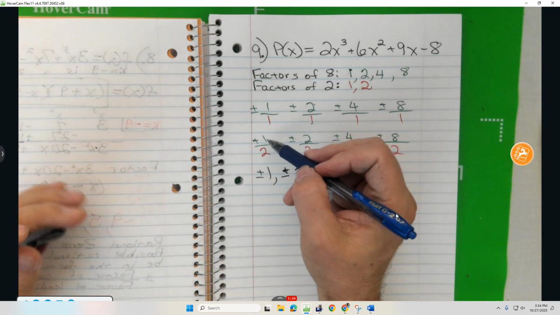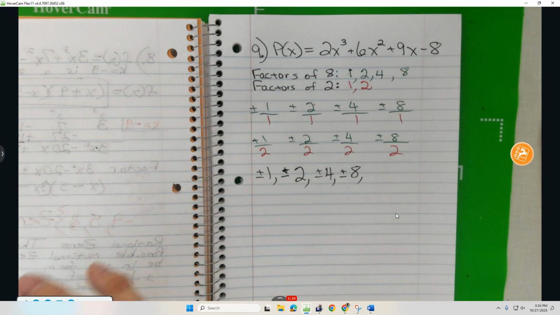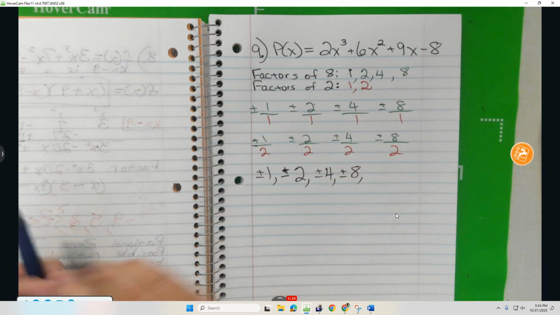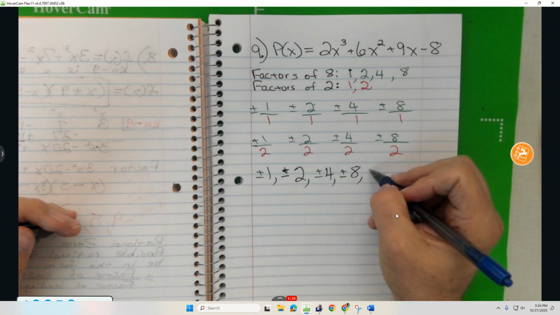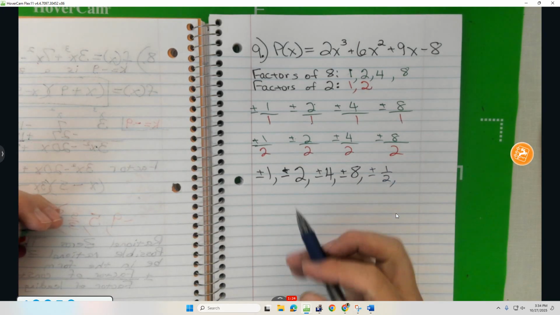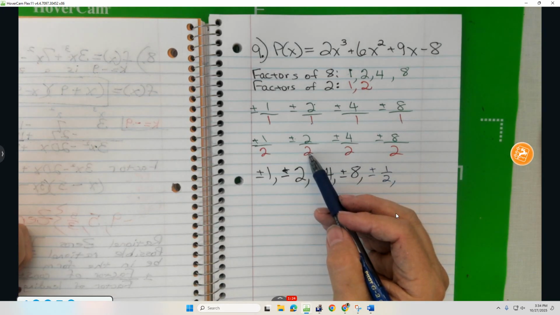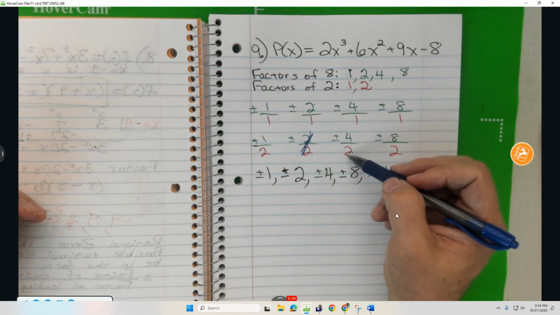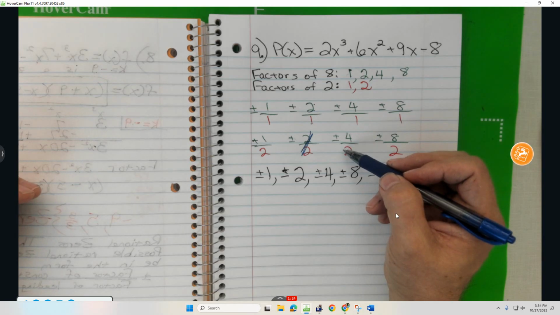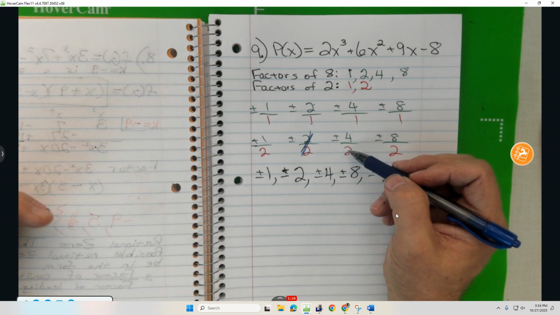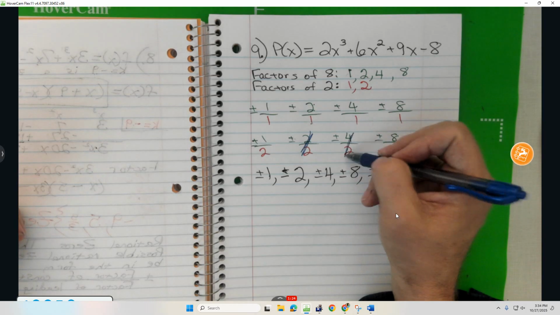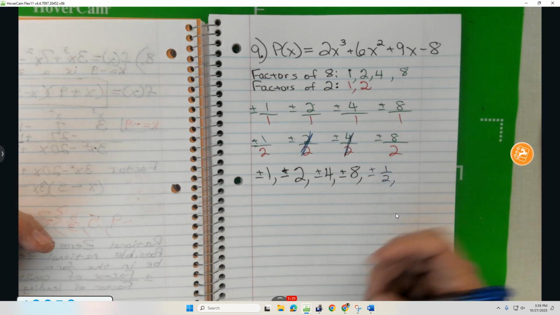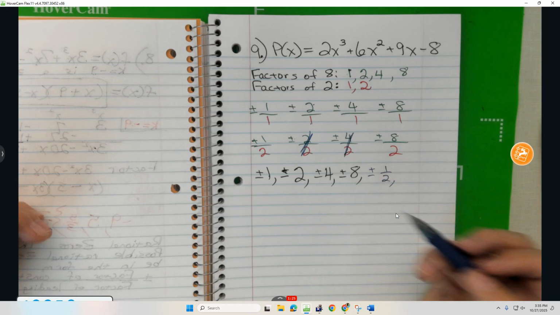Now, what about this one? 1 divided by 2. What's that going to reduce to? Just 1 over 2. Yes, 1/2. What about this 2 over 2? That reduces to 1. That's a repeat. We already have that one. What about 4 over 2? What does 4 divided by 2 reduce to? 2. Hey, we already have that one. Oh, this is a nice one. What about 8 divided by 2? That's a 4. Look at that.